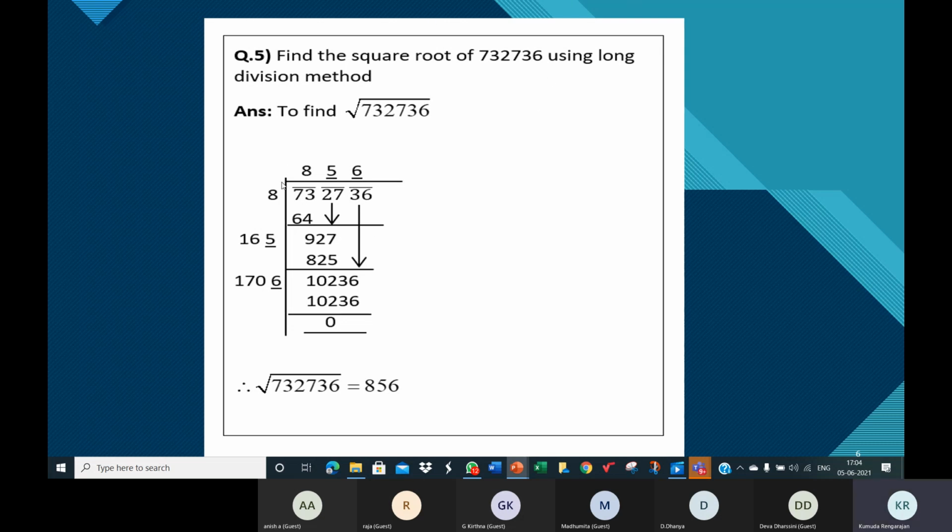Okay, let me say the minimum things. Draw a vertical line, draw a horizontal line, and place the given number under this horizontal line, 732736. We need to find the square root of this number. So draw a vertical line, a horizontal line like this, and then write the number.